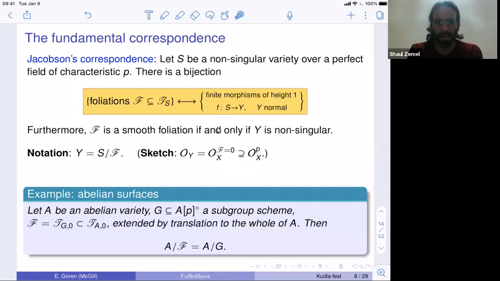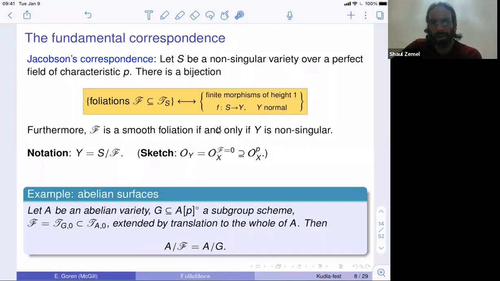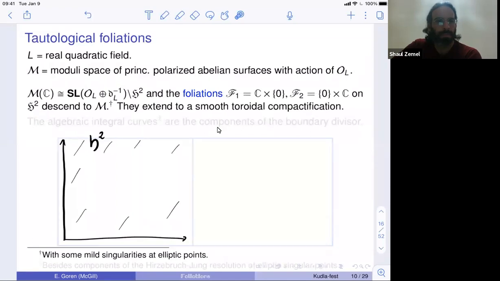Okay, but if it contains O_S to the p, then shouldn't it be of maximal rank anyway? No, it's not related. Okay. This has to do with the fact that what you're saying would have to do with Y having the same dimension as S. Yeah, something like that. Okay, all right.